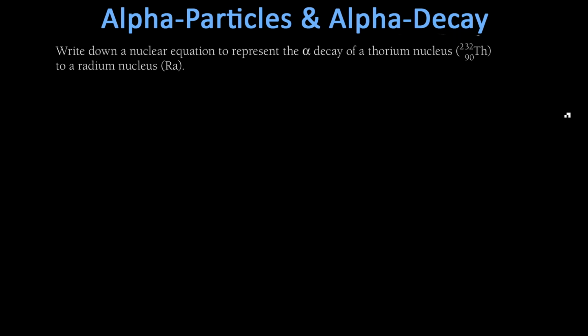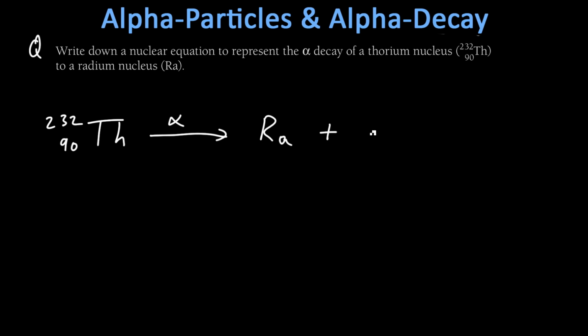So let's try one more question. Write down the nuclear equation to represent the alpha decay of a thorium nucleus to a radium nucleus. So how can we write this down as a nuclear equation? Well, on the left-hand side, we can write our element with a proton number of 90, and this element has a nucleon number or mass number of 232. And we already know what the daughter nuclide is going to be. It's going to be radium. So we can write that down, and it spits out an alpha particle at 4 and 2.